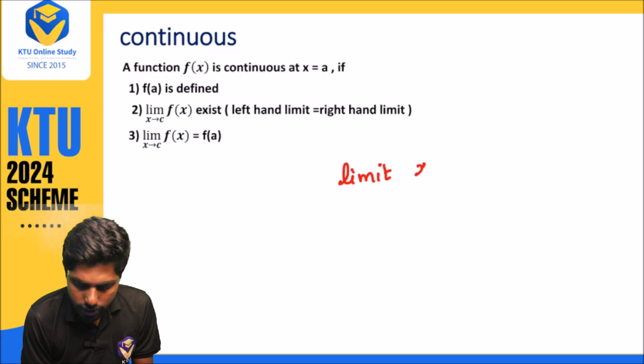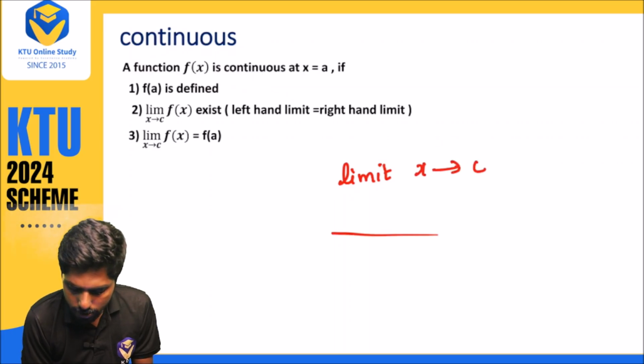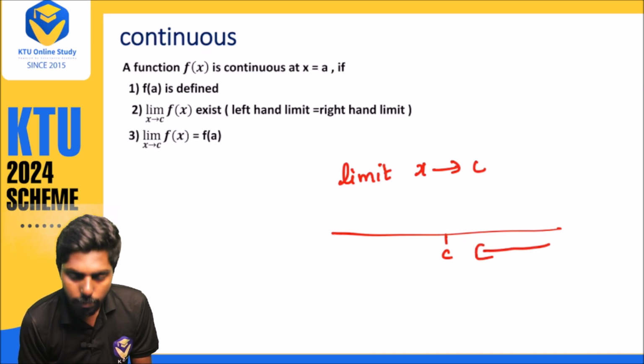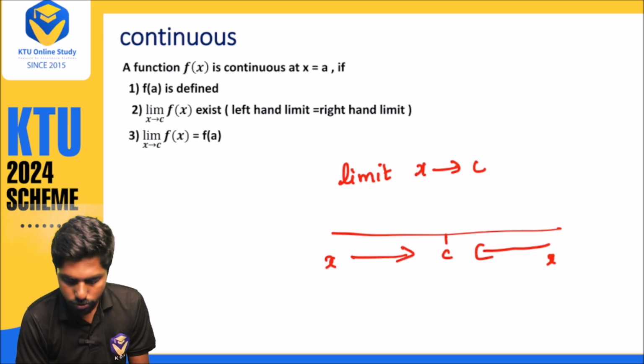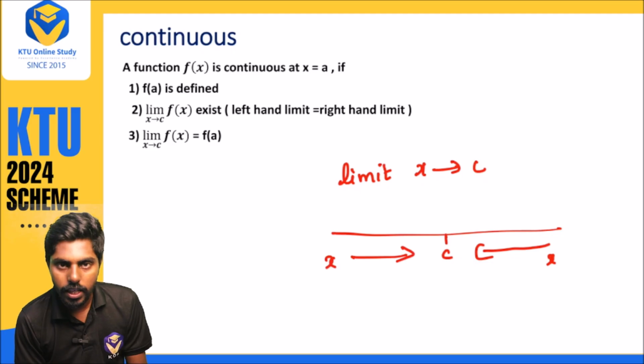Limit is x approaches to c. That means this is the value of c. Here some x values are approaching c, and here also x values approach c. For a function to be continuous, there are certain conditions. There are three conditions.